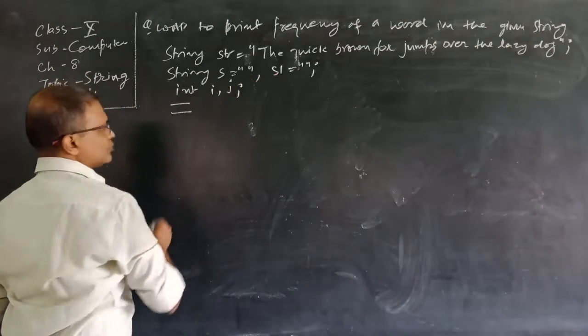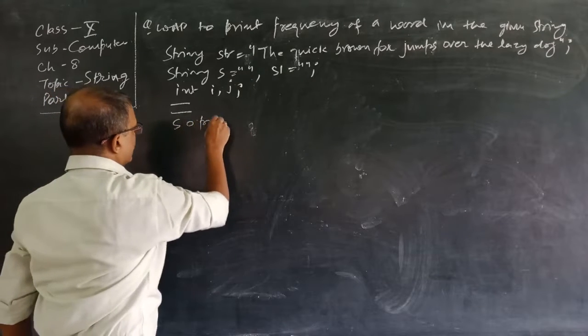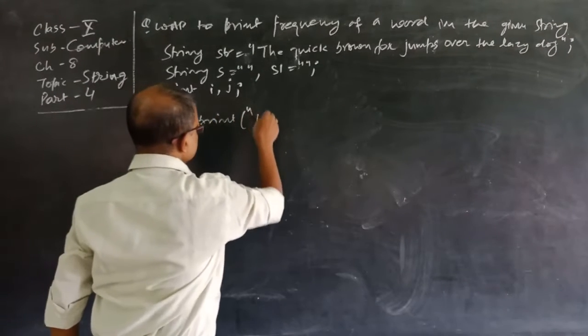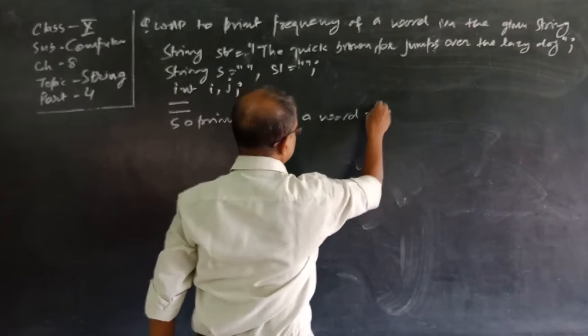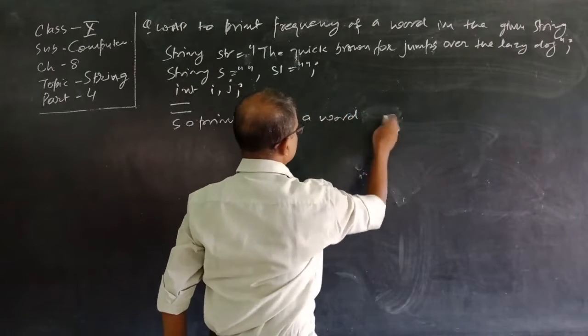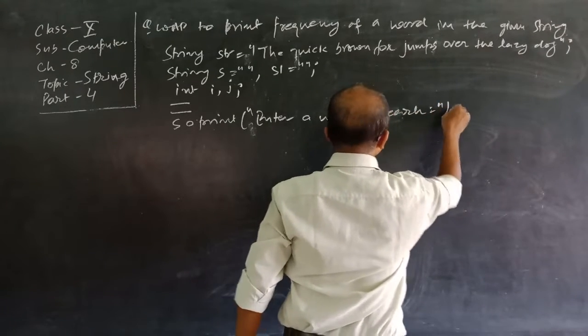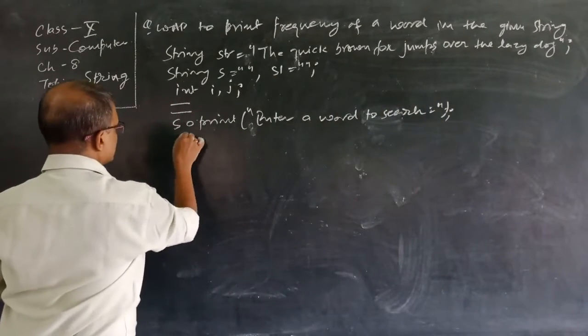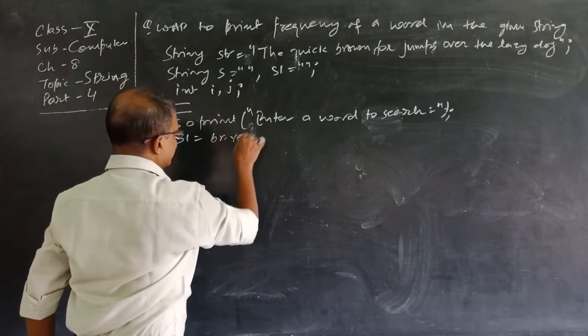So for input we have the two lines, input stream reader and buffer reader. System dot out dot print, "Enter a word to search." First of all, take the word as input. S1 equal to br dot read line.